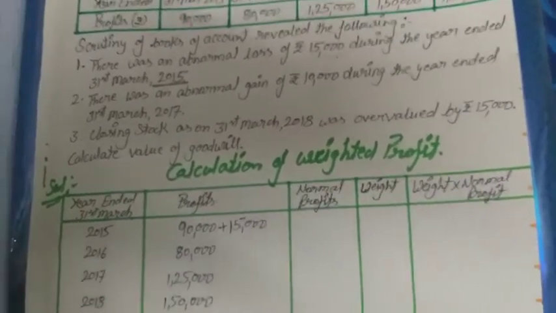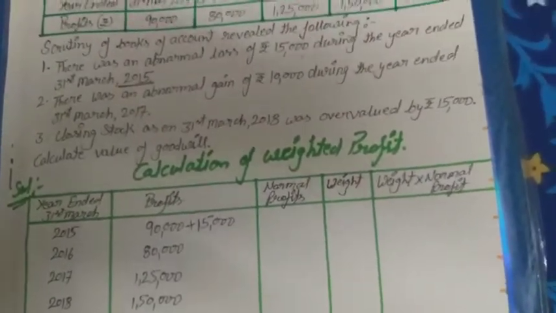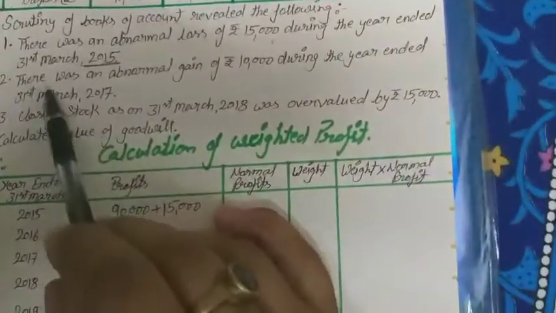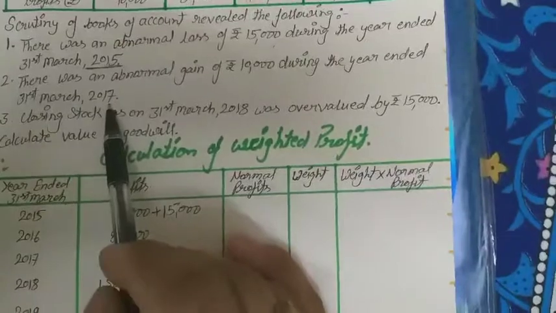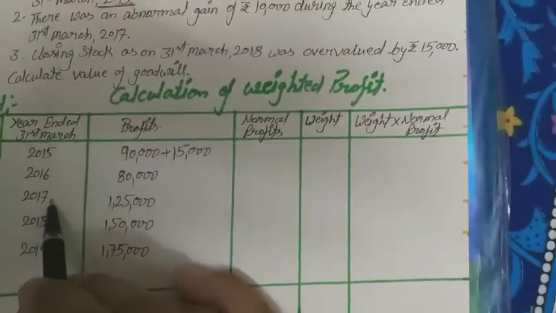Okay. Next, second, there was an abnormal gain of rupees 10,000 during the year ended 31st March 2017. This is the year 2017.